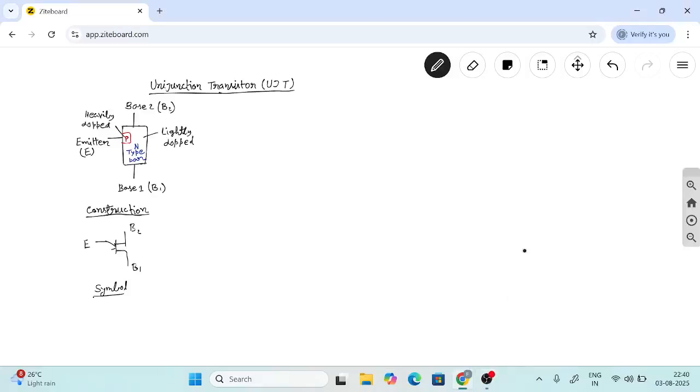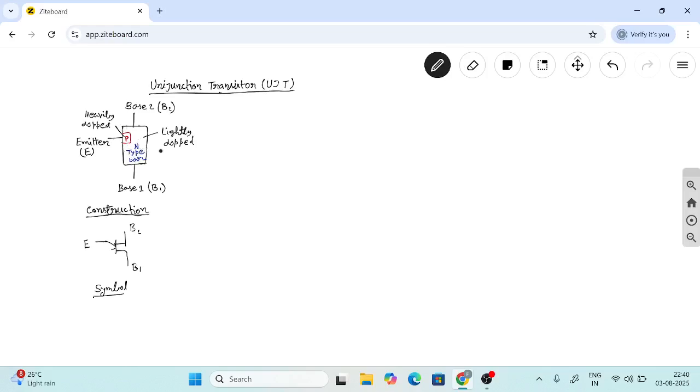Today I am going to discuss the unijunction transistor, UJT. It is a three-terminal device: emitter, base B2 and base B1. It consists of an N-type silicon bar, and a small P layer is placed on one side of the N-type bar.